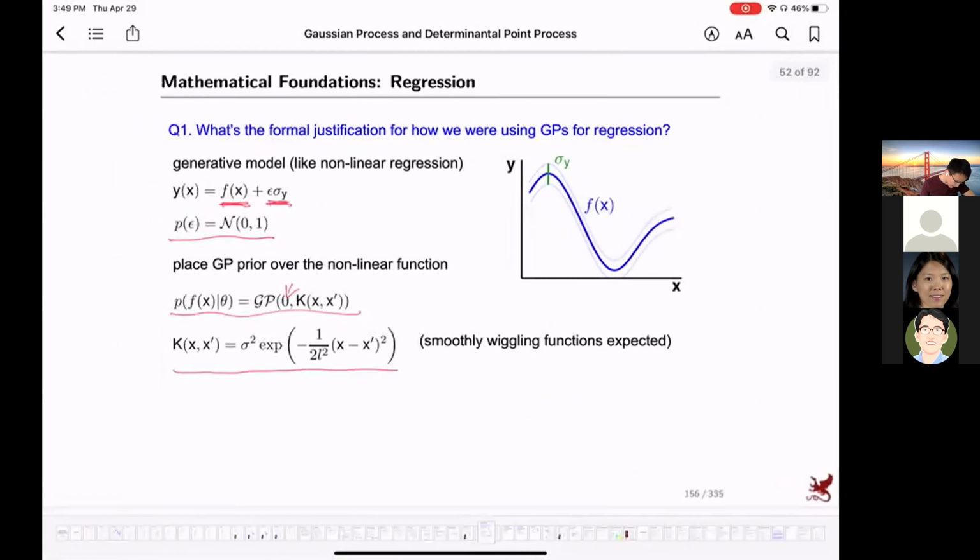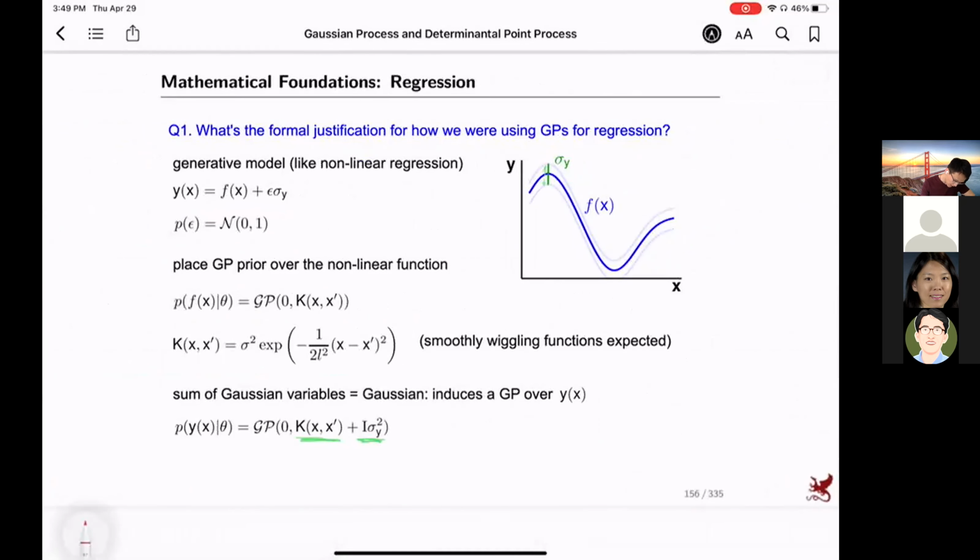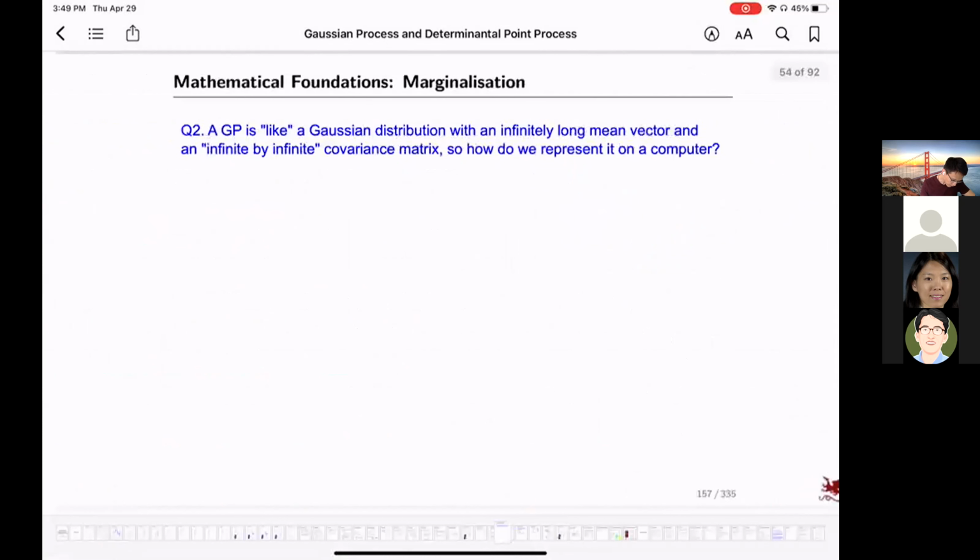Then this is how we set up the Gaussian regression model. So when we look at the distribution of y, there are actually two terms. One comes from this covariance kernel. One comes from this explicit noise term.